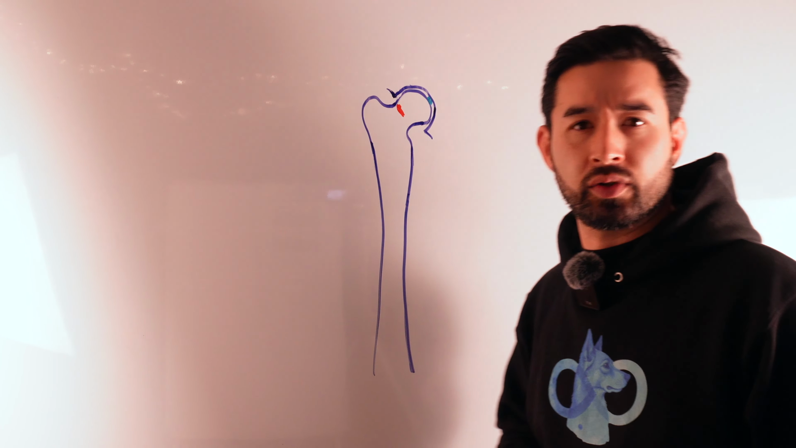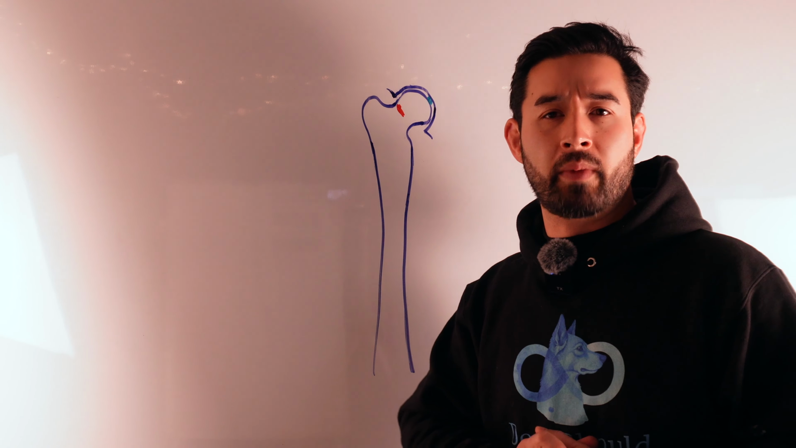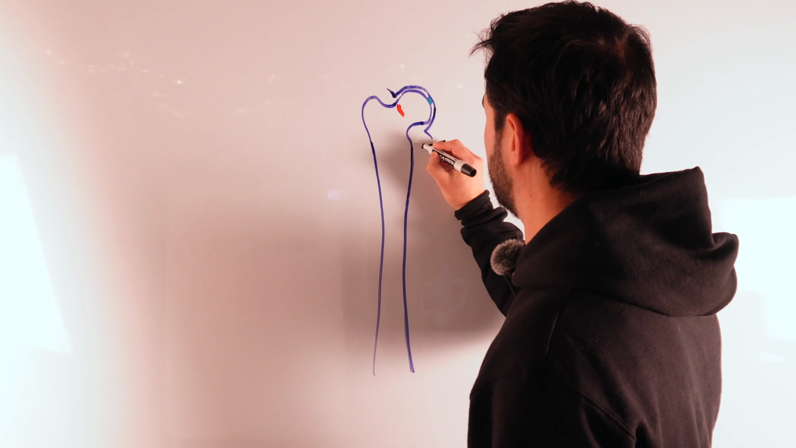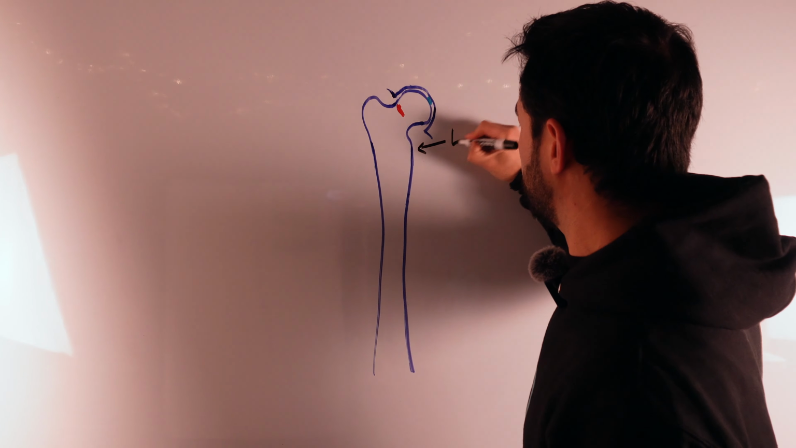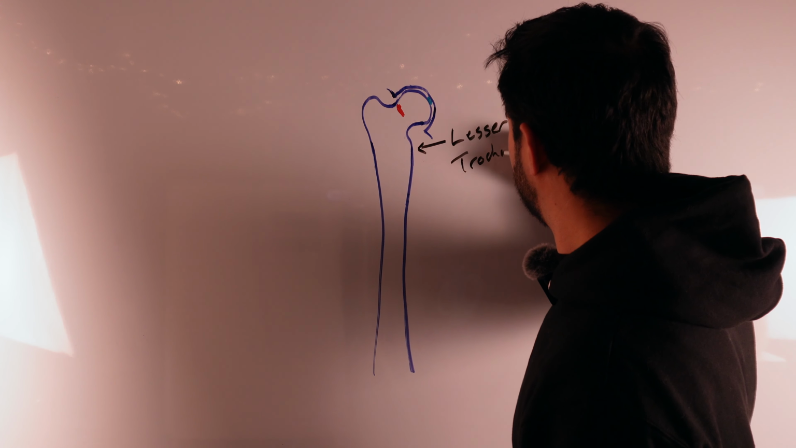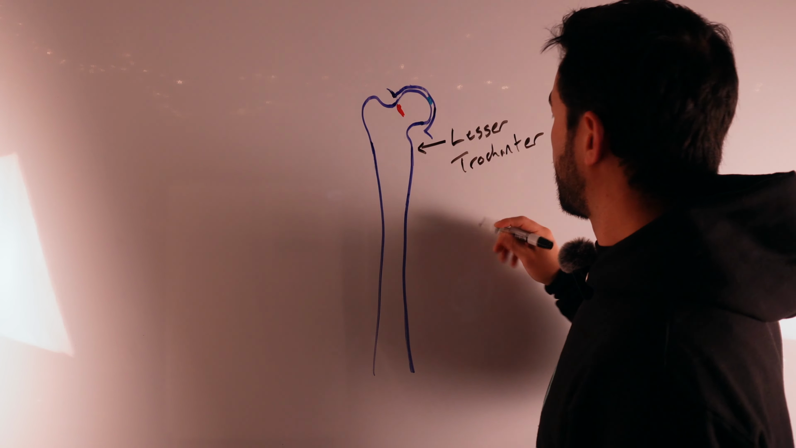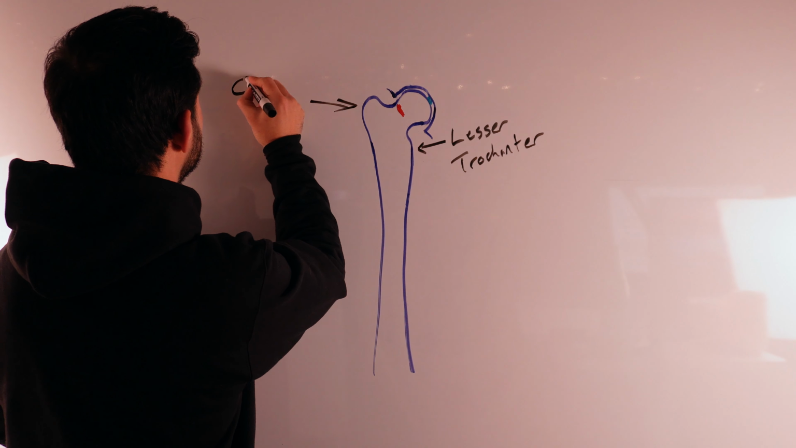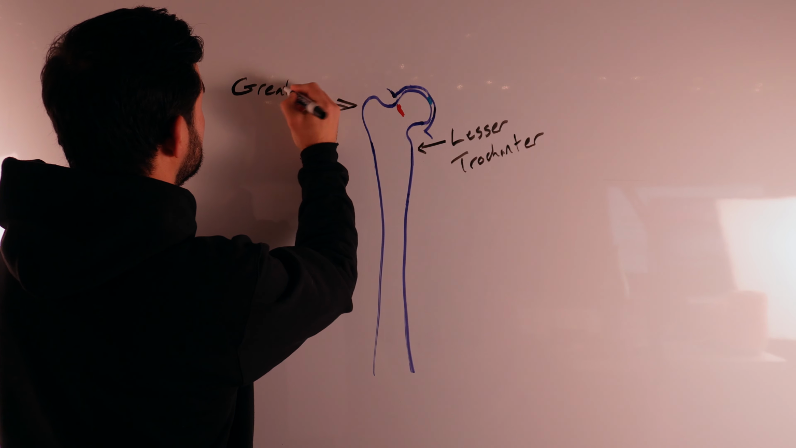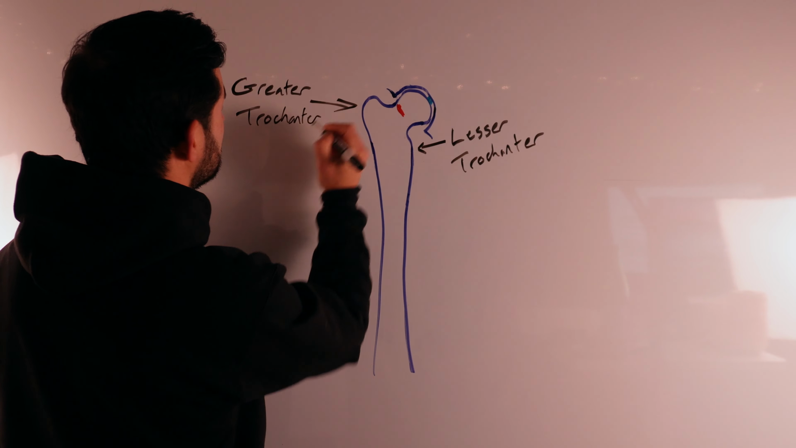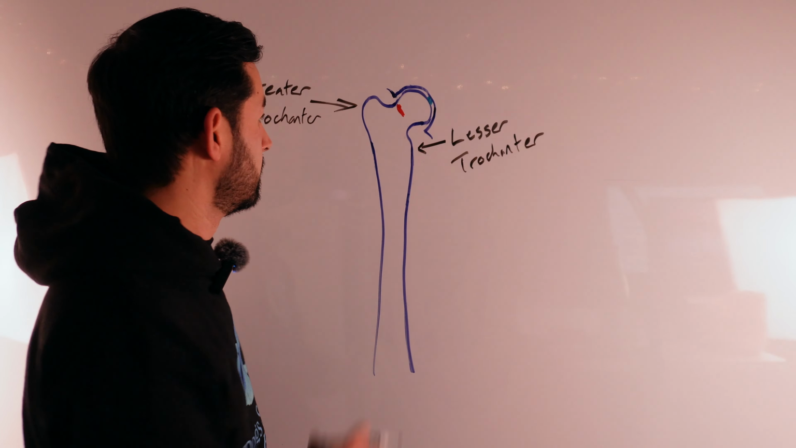So we will go ahead and draw in a few bony landmarks to help us identify this. So we have here the femur. So we're going to go ahead and draw in this here is the lesser trochanter. So this is where the psoas attaches. This here is the greater trochanter. And obviously there's a lot of muscles that attach here.